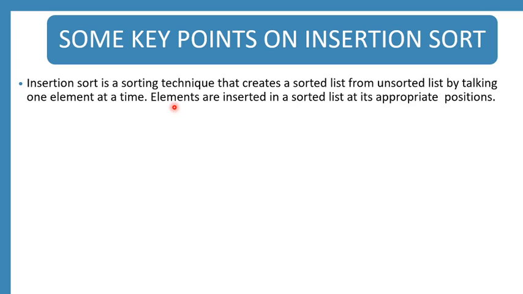Now what we will do, we will take elements one by one from the unsorted sublist and insert these elements into the sorted sublist at their appropriate position. That's why it is called insertion sort, because we are taking elements from the unsorted sublist and inserting those elements into a sorted sublist.